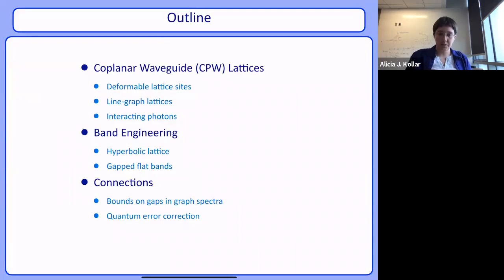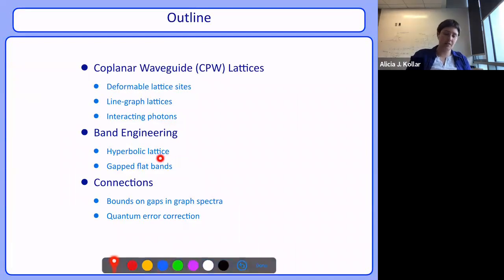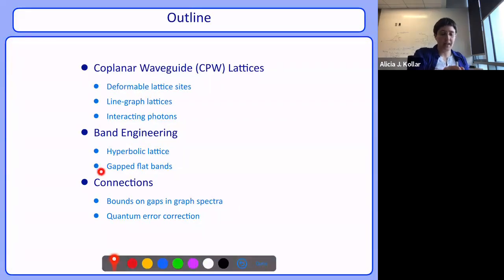Okay, and so that concludes the middle portion of my talk. And then in my last few minutes, I would just like to tell you about some of the rest of the work that we've been doing, where we've taken this really nice pairing of math and physics that we achieved in understanding these gapped flat band lattices, and we're actually able to port some of these techniques back to understand some things about graph spectra.